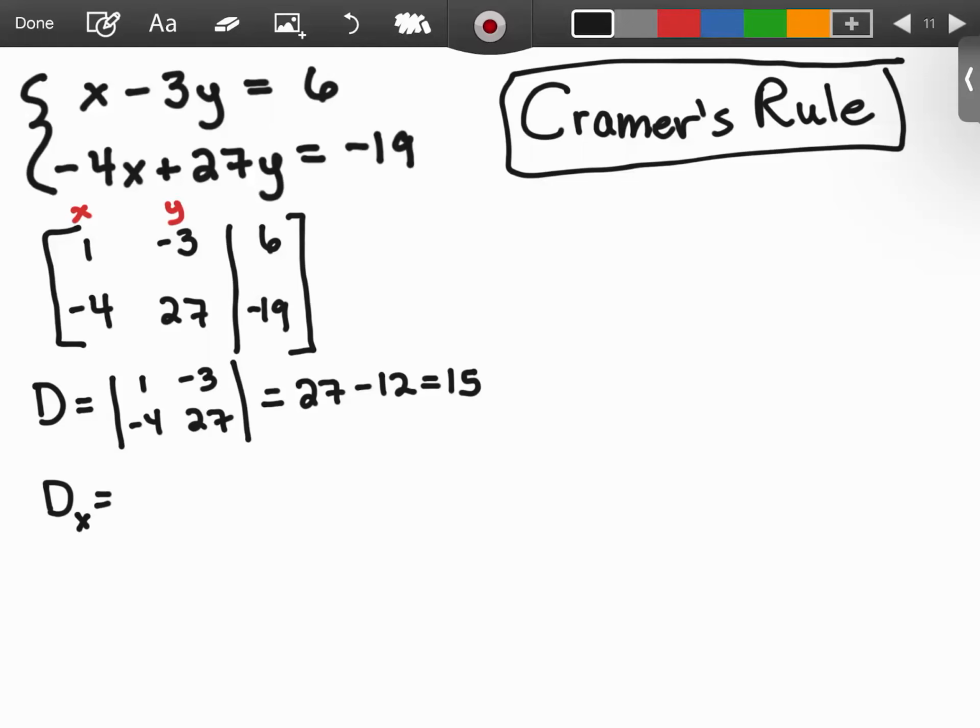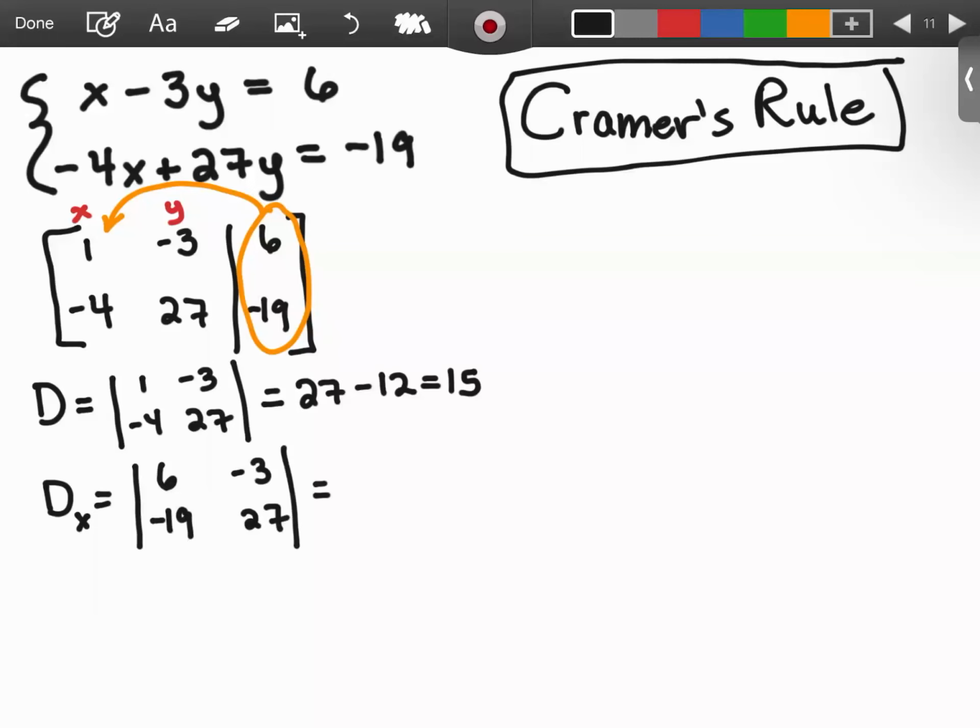All right, next we're going to find d subscript x, which is the determinant of the coefficient matrix, where instead of all the coefficients on x, they're replaced with the right side of the equation. So instead of looking at the x's over here, we're going to replace that first column with 6 and -19. So let's do that. Instead of 1, we're going to write a 6. Instead of -4, we're going to write -19. We're just taking the x coefficients and replacing them with the right-hand side. We do nothing with the y's. Y is going to stay exactly the same as before.